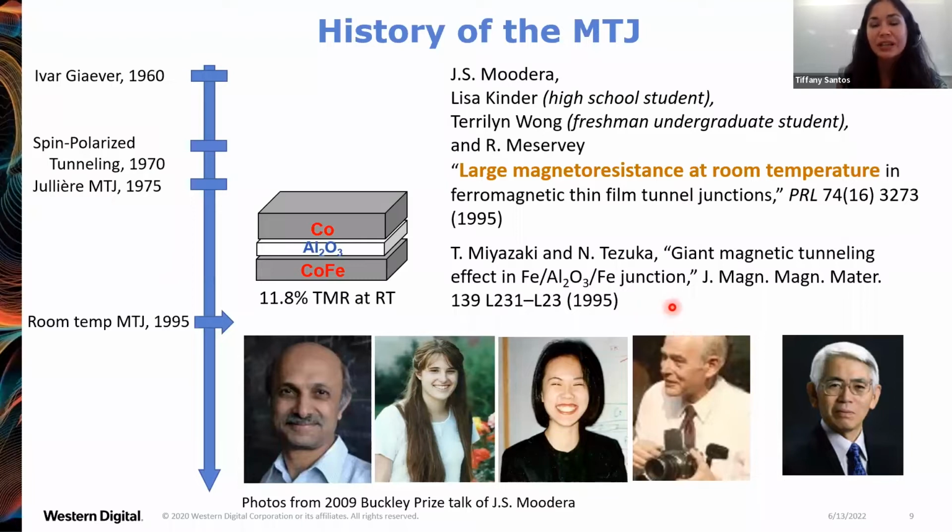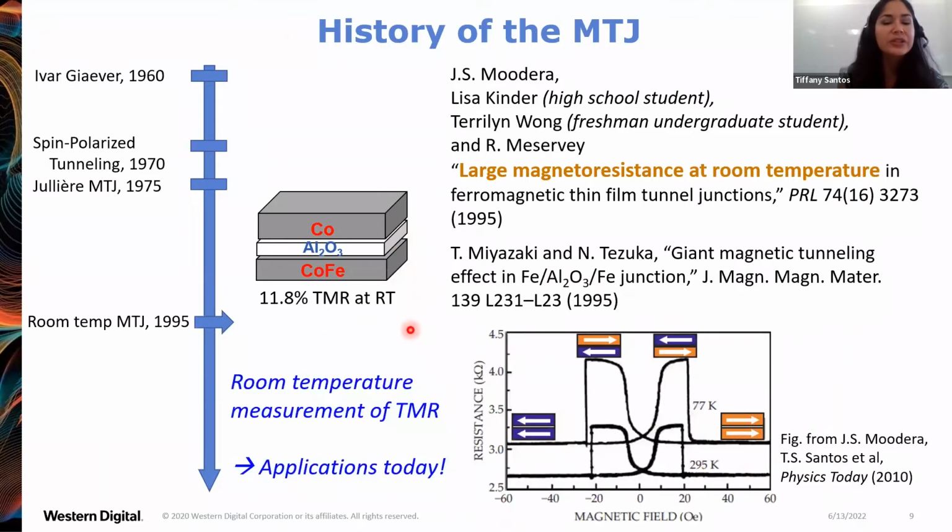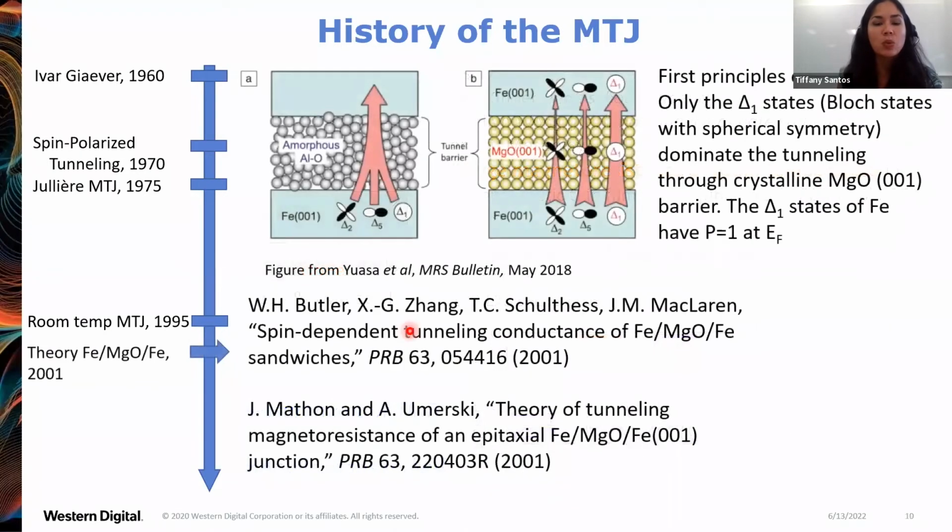Also published in 1995, Professor Miyazaki and Tezuka also observed TMR at room temperature as well. And this is with aluminum oxide tunnel barriers in between the two ferromagnetic electrodes. It was this discovery alone that led to the major applications for magnetic tunnel junctions. And I will get to those in a moment. But before that, I want to cover a couple more important milestones for magnetic tunnel junctions along the way.